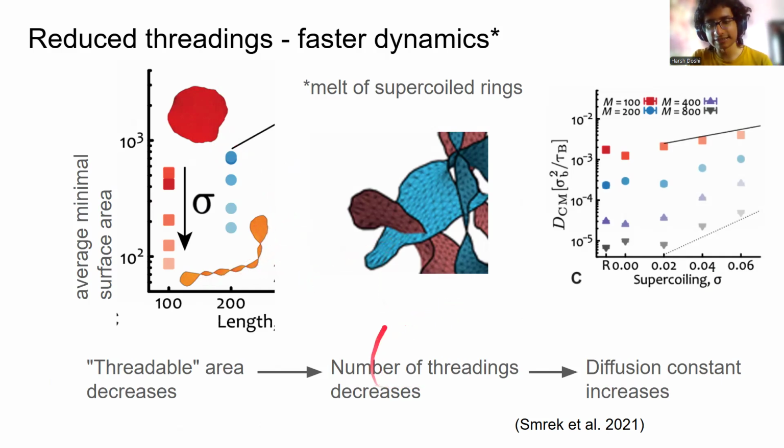As the number of these threadings decreases when we increase the supercoiling, the number of entanglements decreases, and that leads to an increase in mobility of the DNA plasmids. This can have implications for eukaryotic chromosomes, for example, but it's not a direct model yet.